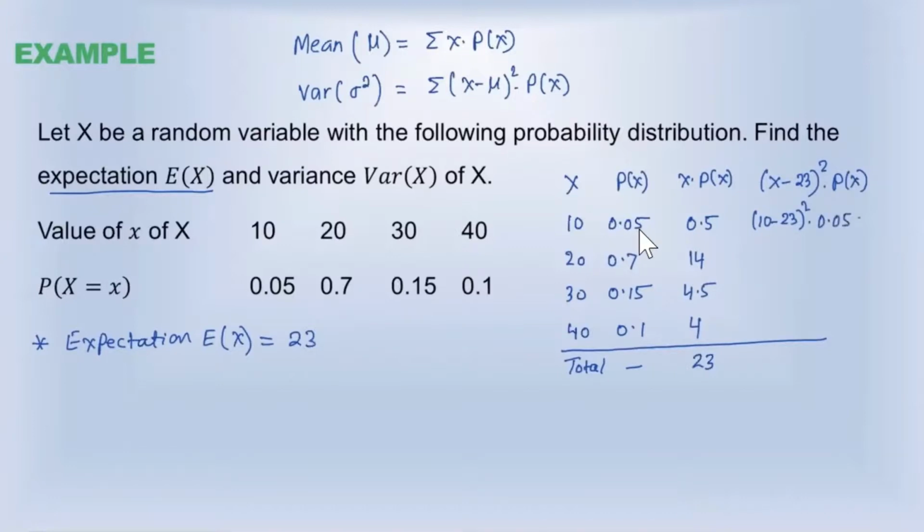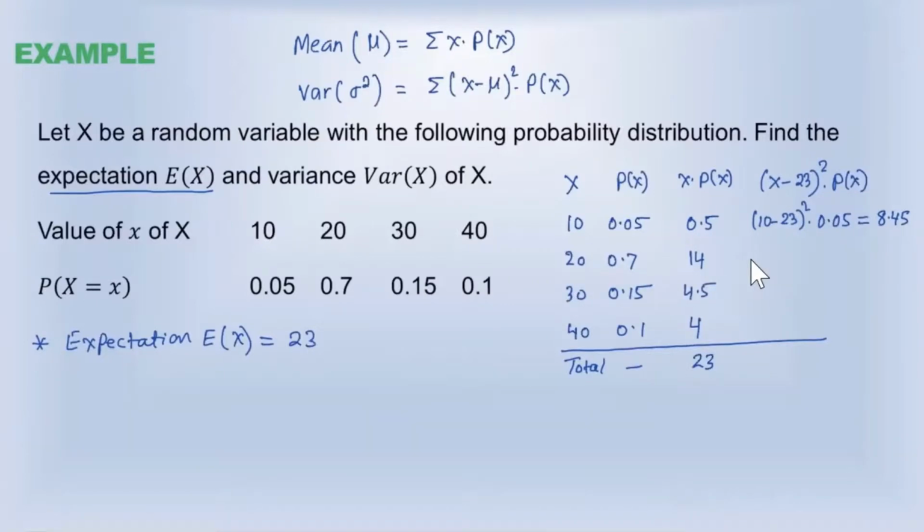0.05. If you do that in your calculator, what do you get? Make sure you type it like this. First, open the parenthesis, then 10 minus 23, close the parenthesis, then hit the square sign in the calculator, times 0.05. What did you get? Is it 8.45? Make sure you check it. It should be 8.45.